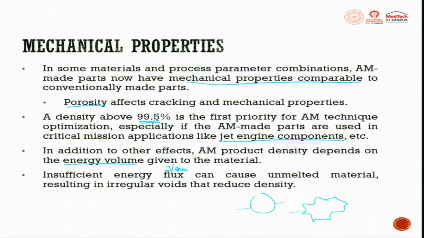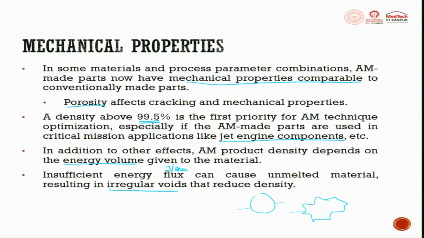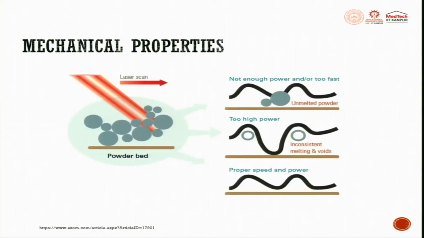It does not give enough time for the laser to interact with the metal powder, resulting in irregular voids and reducing the density. Many times the irregular volume evolves or pushes out smoke. This smoke also tries to get trapped in the molten portion, so that also reduces the density. When the laser hits the powder bed, you will have small particles and large particles. Here you can see not enough power and it is too fast, that is what I said.